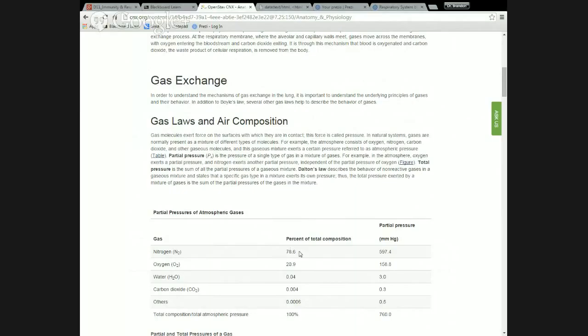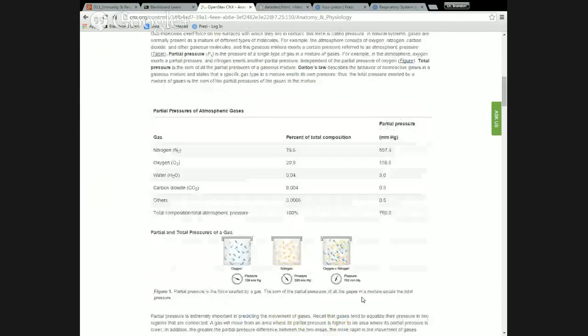Nitrogen's 78.6%. Multiply that by 760, you get 597. So I was off a little bit in what I wrote, but I was doing it from memory. Oxygen is 20.9%. Multiply that out, you get 158.8, which rounds off to 159. And so you can see all of these here.